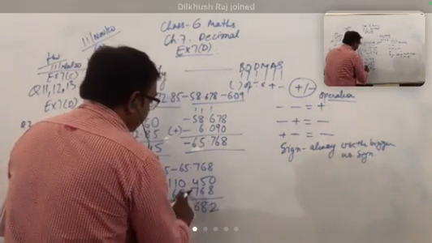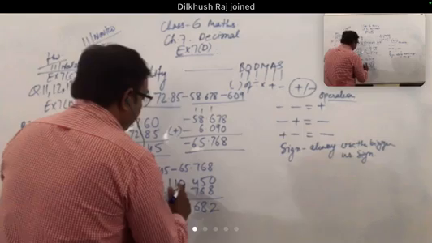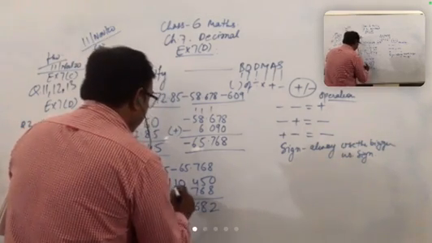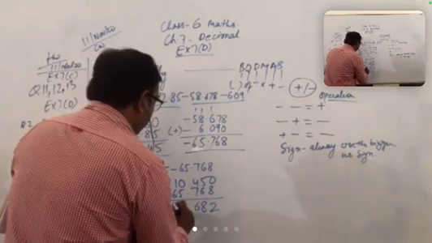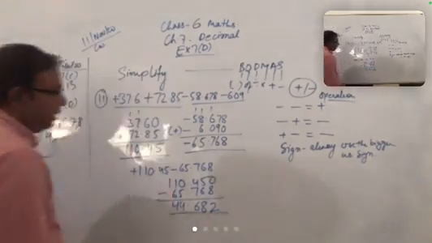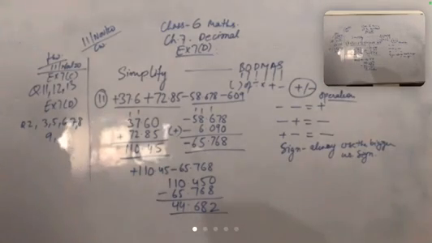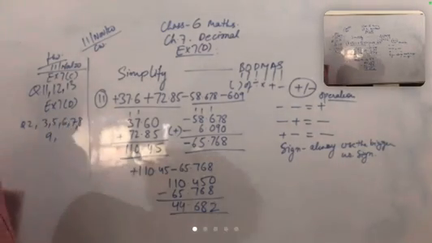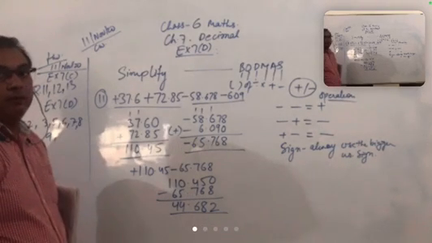Now the point, and then 9 minus 5 is 4, and then 10 minus 6 is 4. So the answer is 44.682. Now is it clear to all, or is there any doubt?